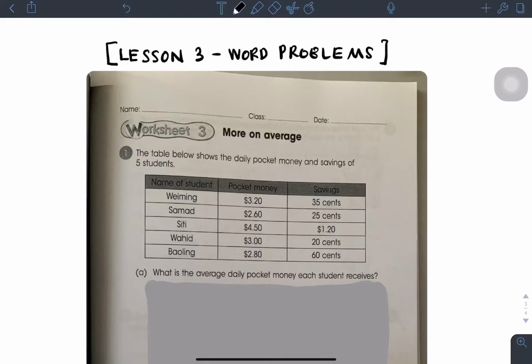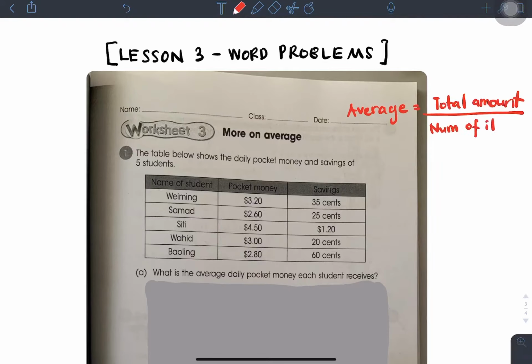So this word problem, as usual, will always be based on the formula for average. Do you still remember the formula for average? Well, I hope you do. So average is equal to total amount divided by number of items. Please memorize this in order for you to understand and solve the question.